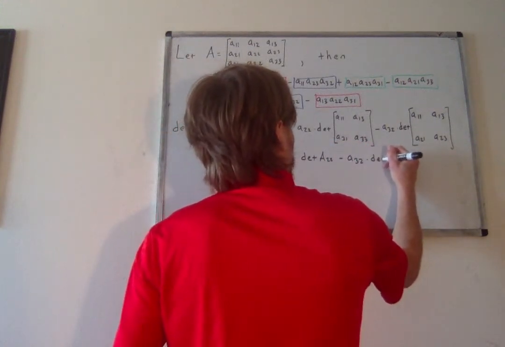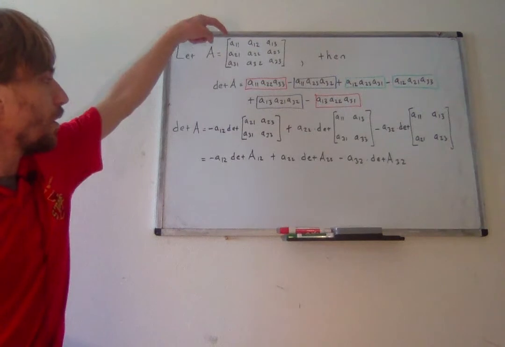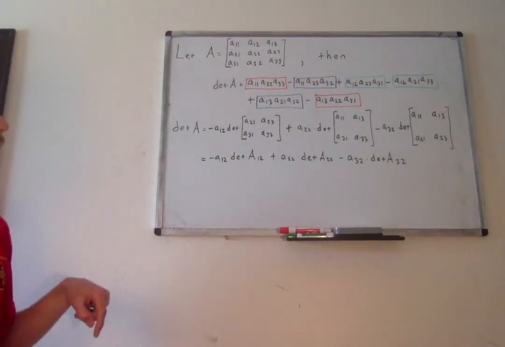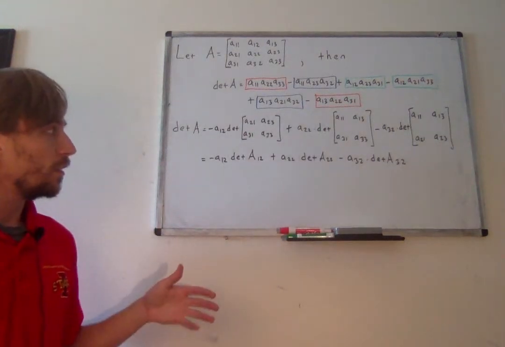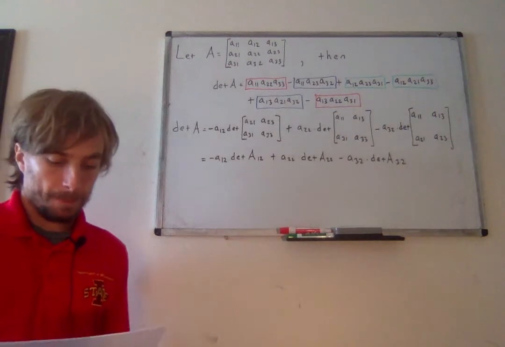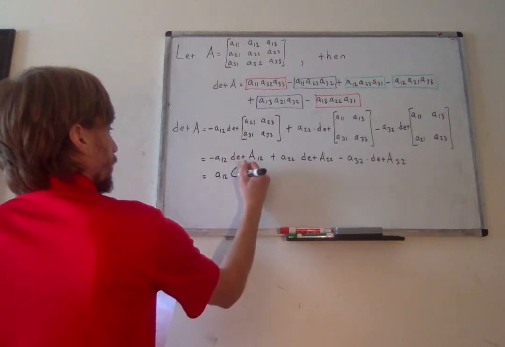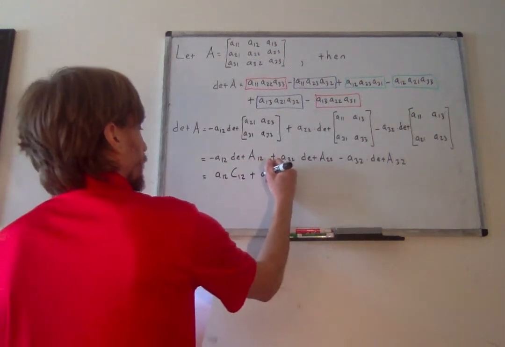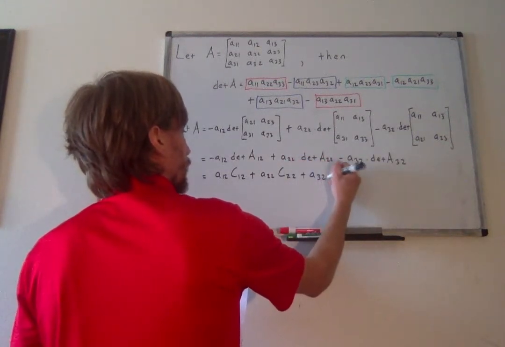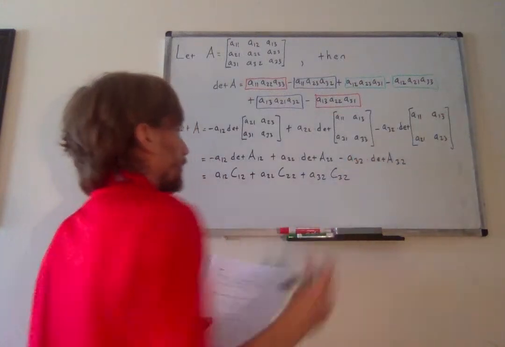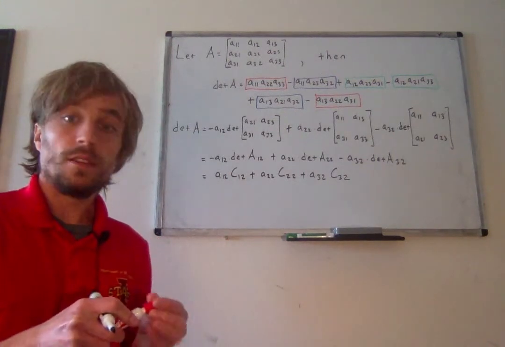And not only that, observe that the 3 terms I pulled out are all in the second column. So basically, I just did down the second column exactly what I had done across the first row originally. And so it turns out that this is equal to A12 times the cofactor C sub 12, plus A22 times the cofactor C sub 22, plus A32 times the cofactor C sub 32. And this you might call cofactor expansion across the second column.